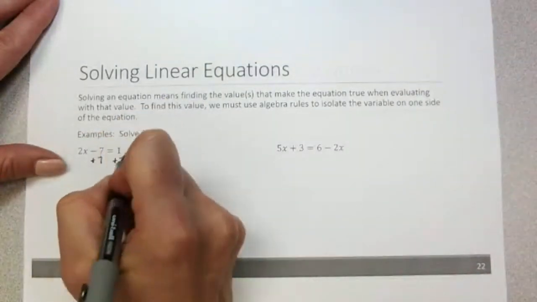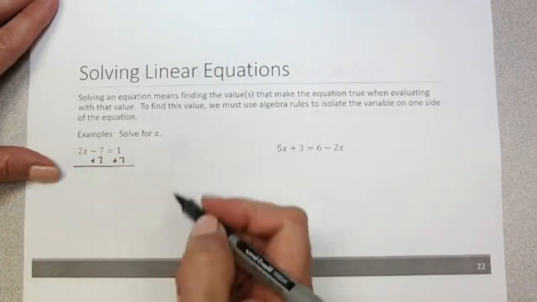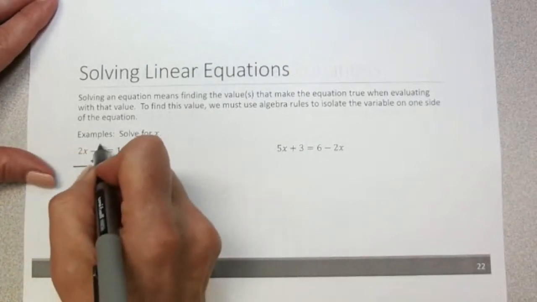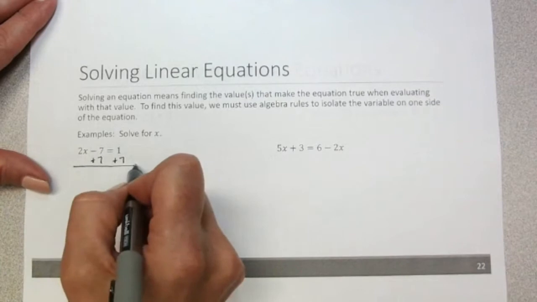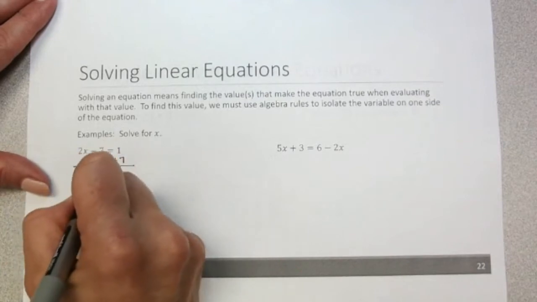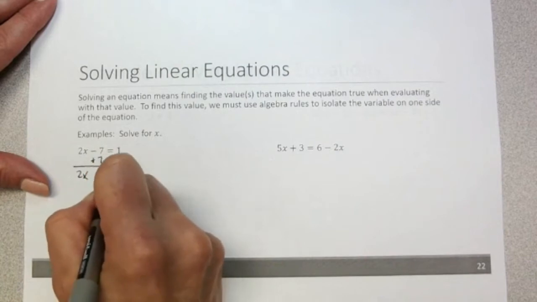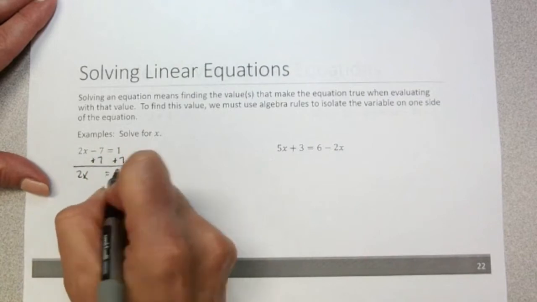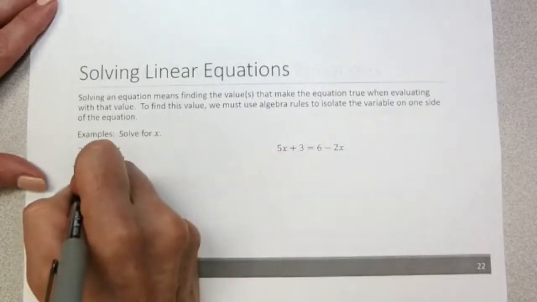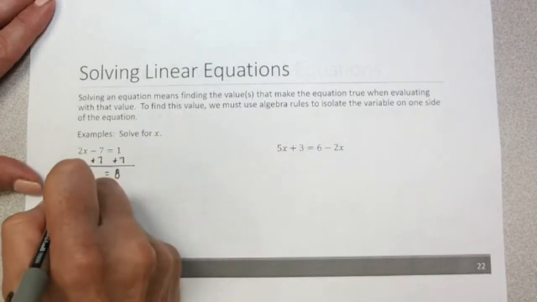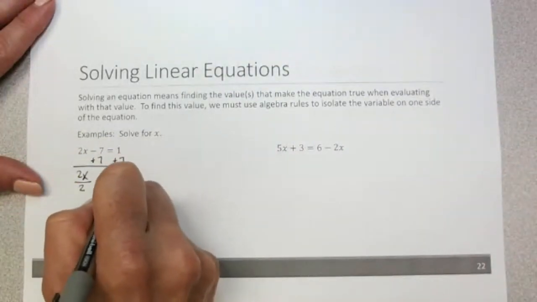By adding 7 to both sides, we're able to eliminate the 7 from the left-hand side because negative 7 plus 7, of course, is 0. So then we have 2x equals 1 plus 7, or 8. And to get x all by itself, we're going to want to divide both sides by 2.